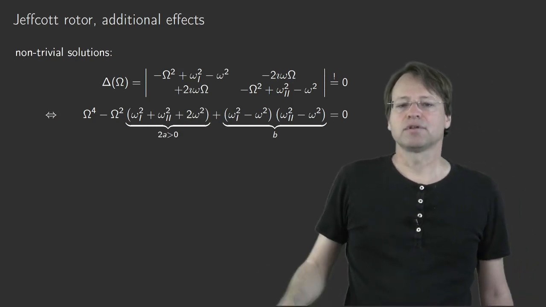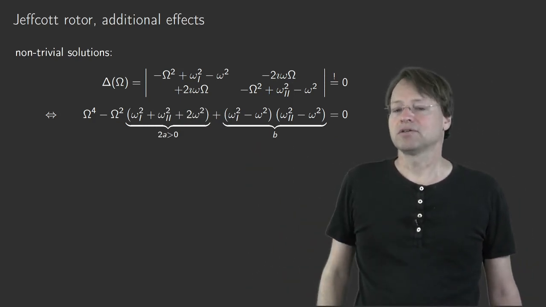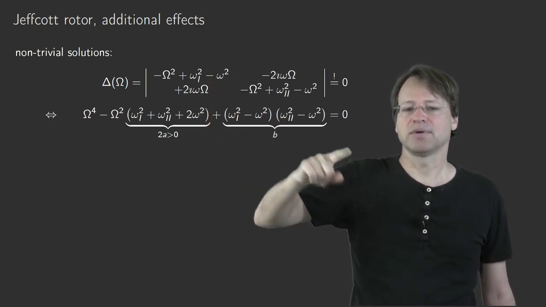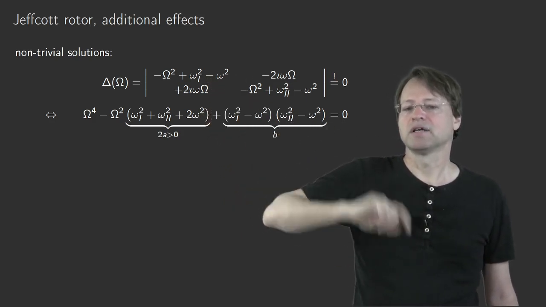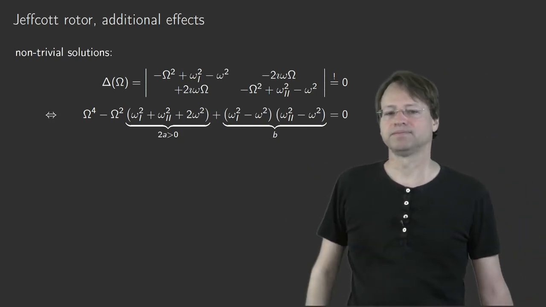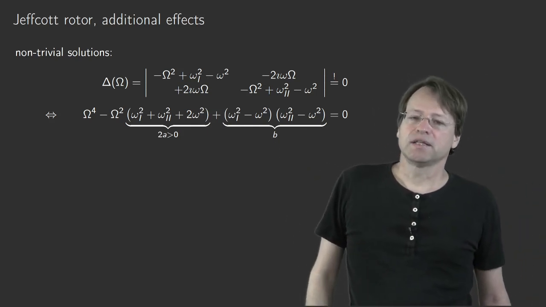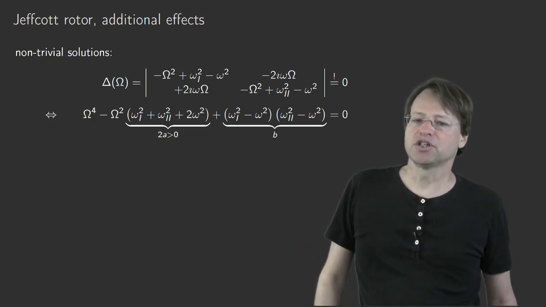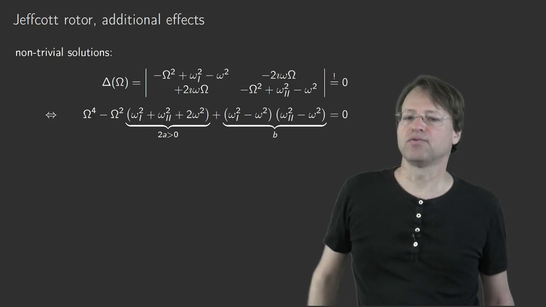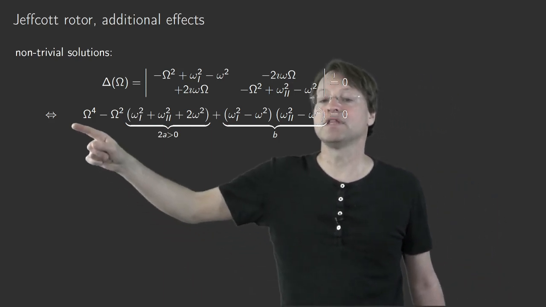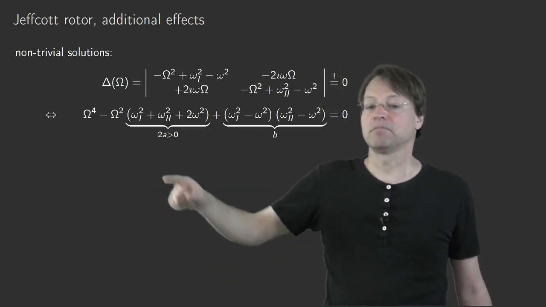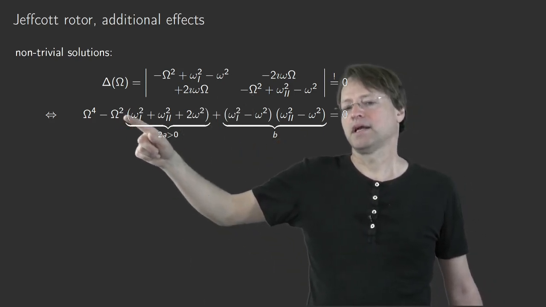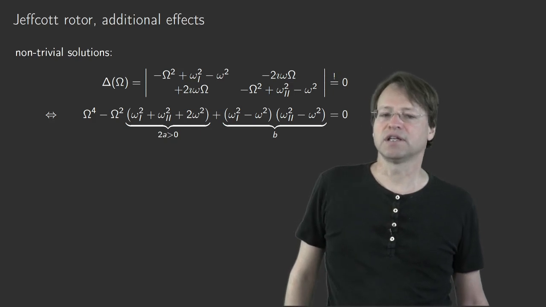And finally, we have the term that is independent of capital omega, which is the product of omega 1 squared minus omega squared by omega 2 squared minus omega squared here. You see that what you obtain is a quadratic equation in omega squared. It's a fourth order equation, but you only have the even powers here. So you can replace capital omega squared by some other variable and then you have a quadratic equation.